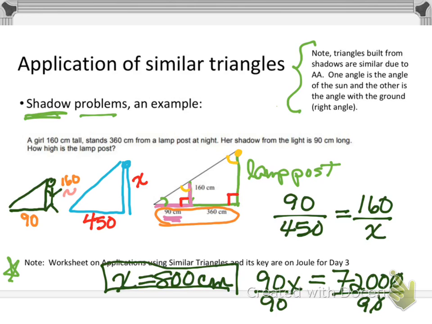Okay, if you find it easier to write the problem as two separate triangles, go ahead and do that. If you find it just as easy to keep it as one, and you can still get your proportions successfully, that's fine as well. Okay, so that's how you do that. The similarity triangle worksheet will give you additional practice on this important concept.